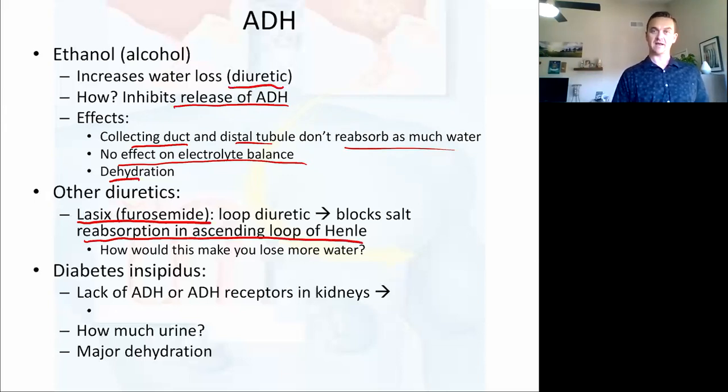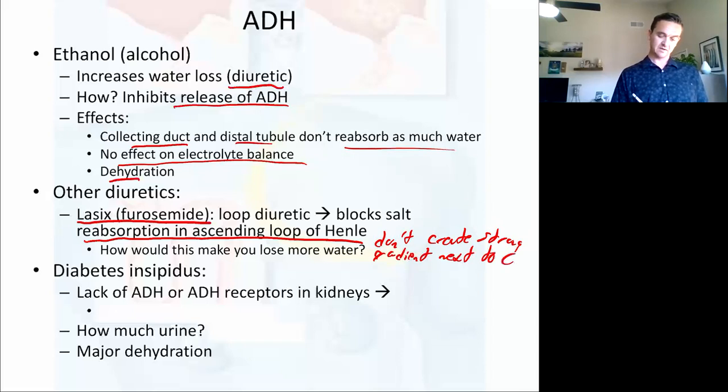To think about how that would make us lose more water: this would make it so we don't create that strong gradient next to the collecting duct, CD. If we don't create that strong gradient next to that collecting duct, because we pretty much stop the countercurrent multiplier mechanism, right?